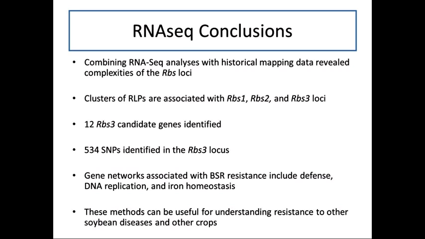These can be really useful for screening for the disease, as well as fine mapping the resistance. We know the gene networks associated with resistance include defense, DNA replication, and iron homeostasis. And these methods of combining the historical mapping data with the expression data can be really useful for characterizing those complex regions. So we can use these same methods for characterizing resistance in other soybean diseases, but also use it for other crops as well.